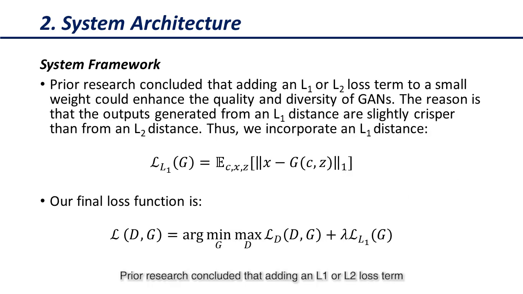Prior research concluded that adding an L1 or L2 loss term with a small weight could enhance the quality and diversity of GANs. The reason is that the outputs generated from an L1 distance are slightly crisper than from an L2 distance. Thus, we incorporate an L1 distance: loss L1(G) equals the expectation of the L1 distance between x and G(z). Therefore, our final loss function is loss(D, G) equals arg min G max D loss(D, G) plus lambda multiplied by loss L1(G).